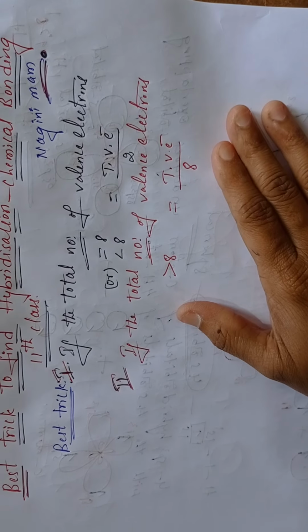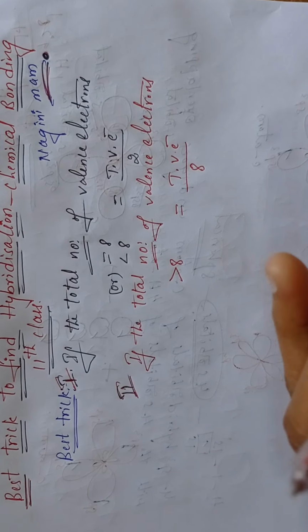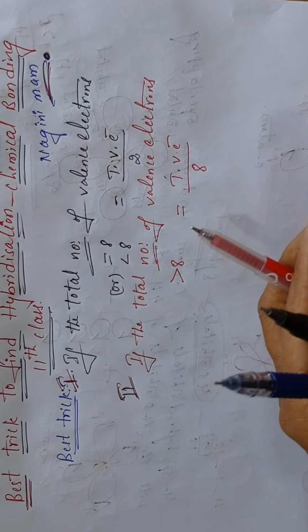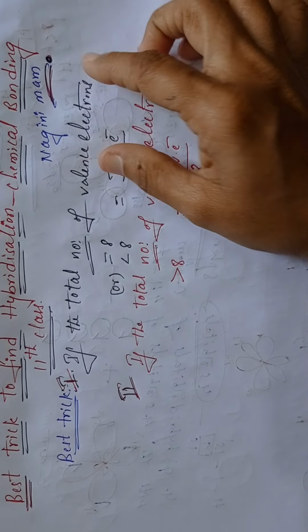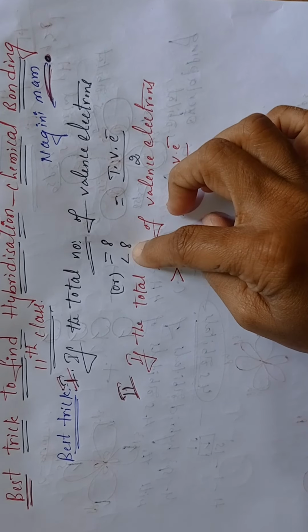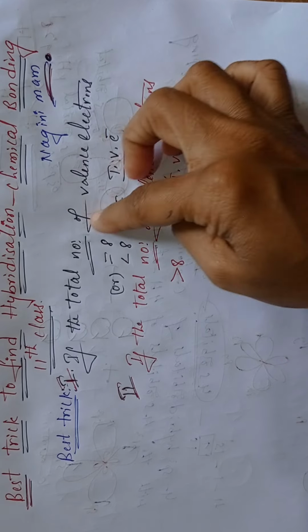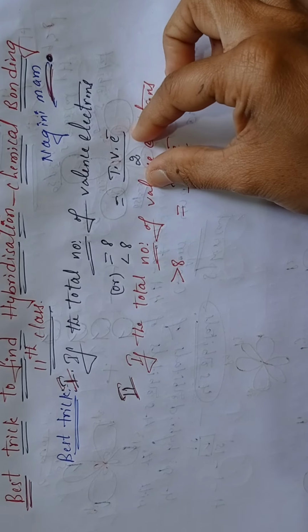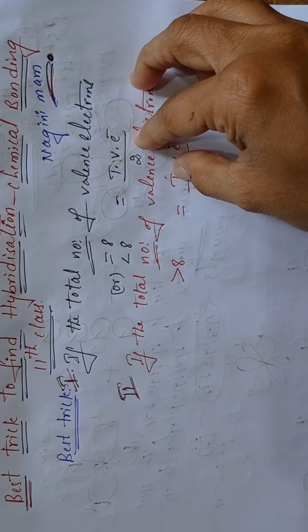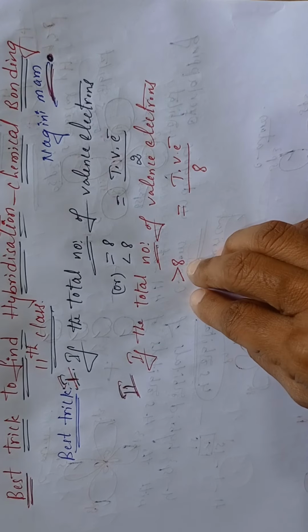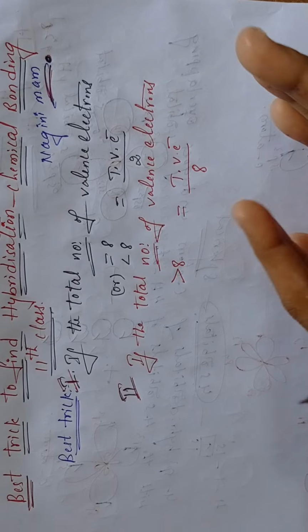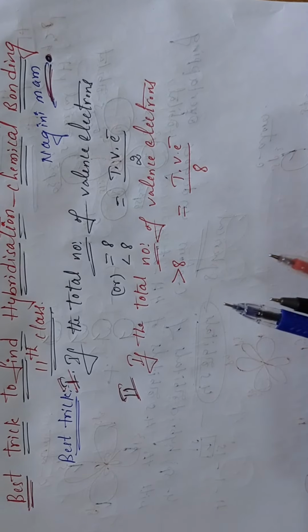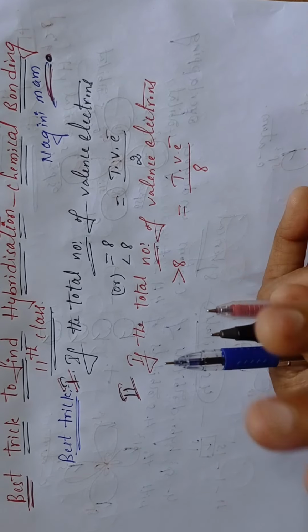Only these two tricks you need to remember, students, and you can find the hybridization of any type of molecule very easily. If the total number of valence electrons is equal to 8 or less than 8, divide by 2. If the total number of valence electrons is greater than 8, divide by 8. Understood? Remember these two tricks and you can find it for any molecule.